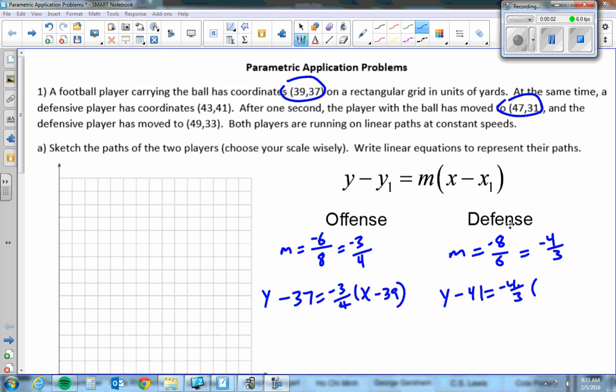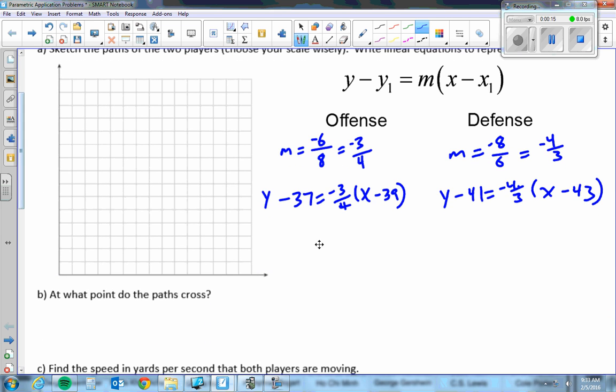So you find the slope of each one. We're writing point slope form. So once again, I chose to use this point, y minus 41, the slope, x minus 43. And now for part B, you need to get those in the calculator. And so just move the 37 over, make it a plus 37, and then type in the calculator.